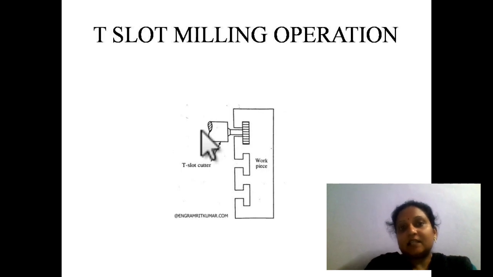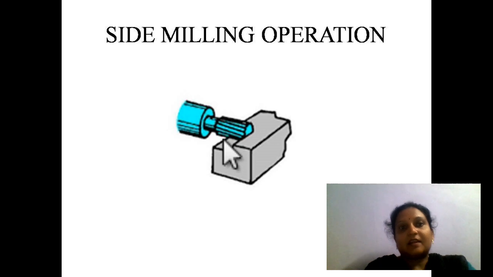Next one is T-slot milling operation. So here, whatever slots we make in T shape, and this will be done at the corners, this operation is called T-slot milling operation. Next one is side milling operation. In case of side milling operation, we make milling operation at the corners. It can be any of the four corners. Then we call it side milling operation. Here also you will be having a rotating tool with multi-point cutting edge.